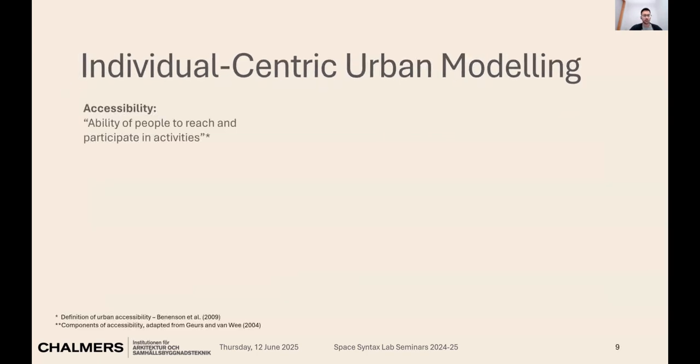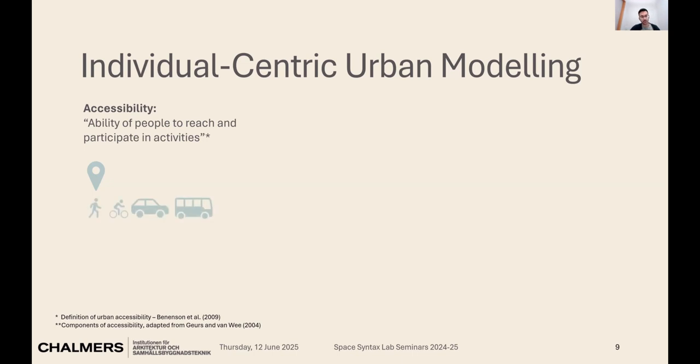So starting with the individual-centric urban modeling, so this is in the context of urban accessibility, the ability of people to reach and participate in activities. And if you look at the literature, there's four primary components. There's a spatial component. This is where people live today. Where do they want to go? So their origins and destinations.